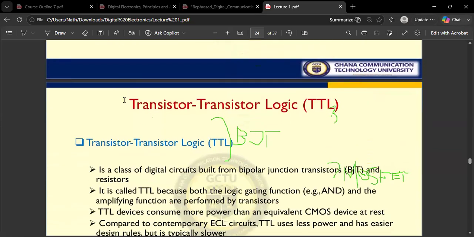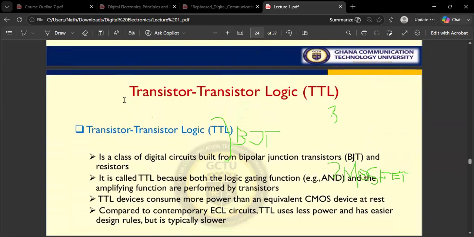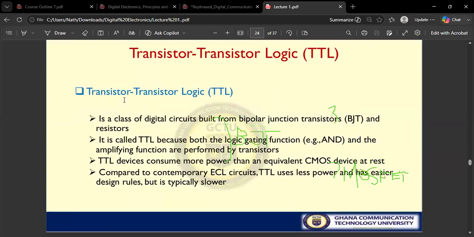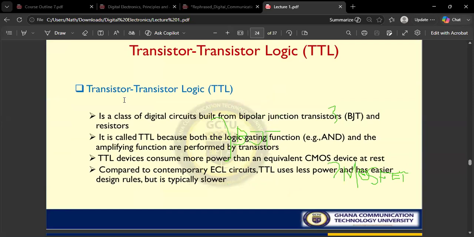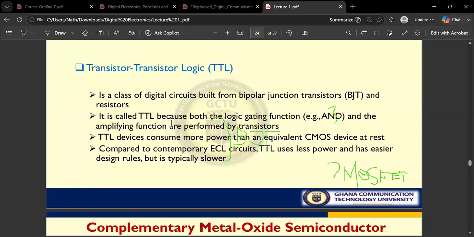Then you have the transistor to transistor logic, which is also built from bipolar junction transistors. It's a class of digital circuits built from bipolar junction transistors and resistors. It is called TTL because both the logic gating function and the amplification function are performed by transistors, right? So the logic function and the amplification and switching function are performed by the transistors.